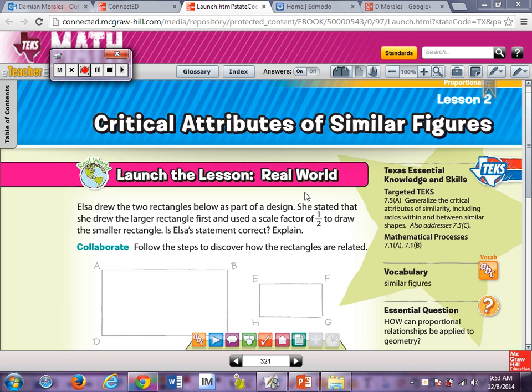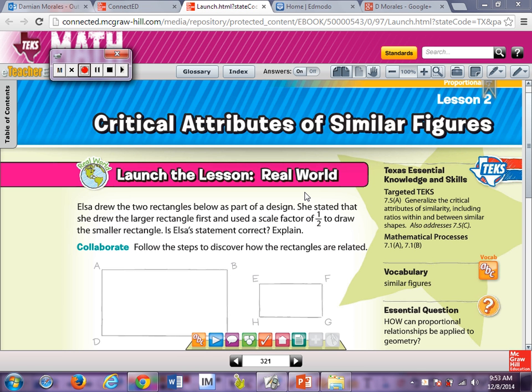Today we're going to be talking about critical attributes of similar figures. We are now in the first workbook, Chapter 4, Lesson 2. I am aware that we bounce around back and forth, which is why it's very important that you pay attention each day and check online so you know exactly where we're going to be.